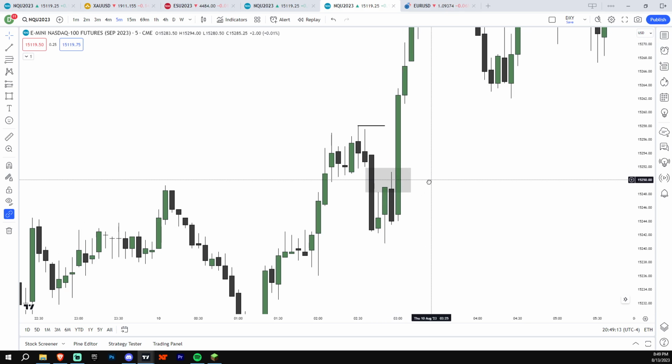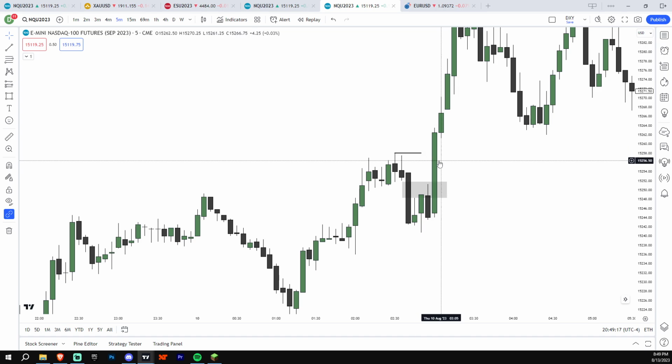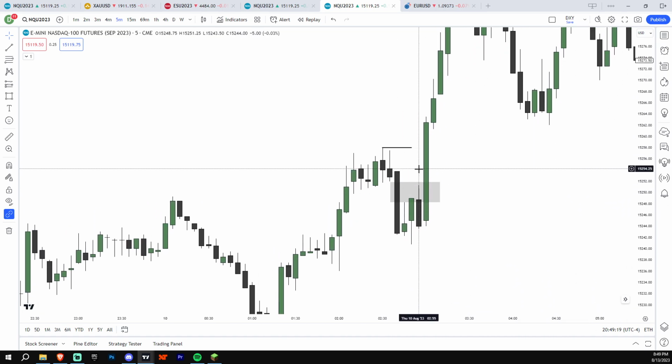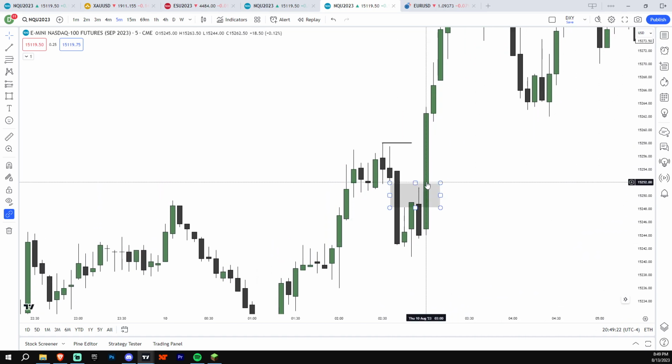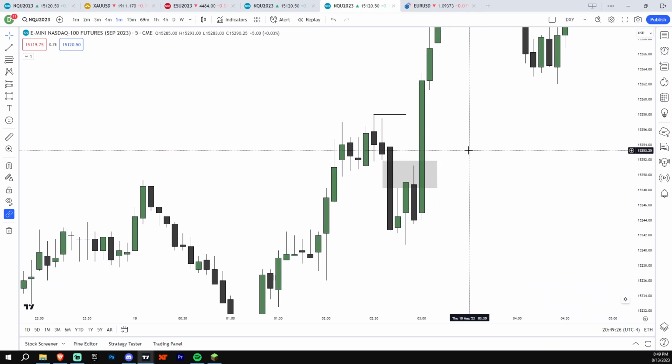And for this one, there's actually no entry. I'm not going to say to enter because this is hindsight. If I was live trading this, I probably would have market bought anyways off this close. But this just kind of confirms bias.